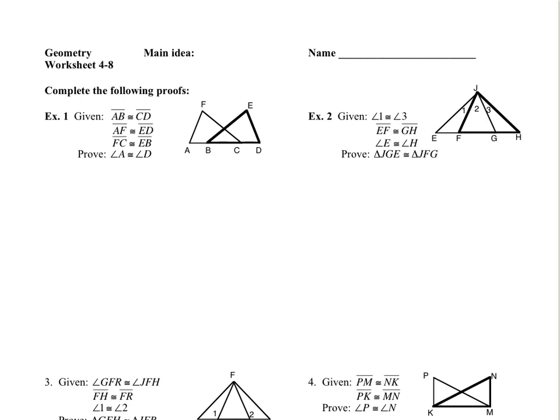Okay, today we're going to talk about overlapping triangles. That is our main idea. And when we do this, you can see that these triangles are overlapping. You can see one is in a bold color and one is not, so that kind of helps you. So the first thing I do when I'm doing this is I separate them. So I'm going to take these two triangles and separate them so I can see which two triangles I want to prove congruent.